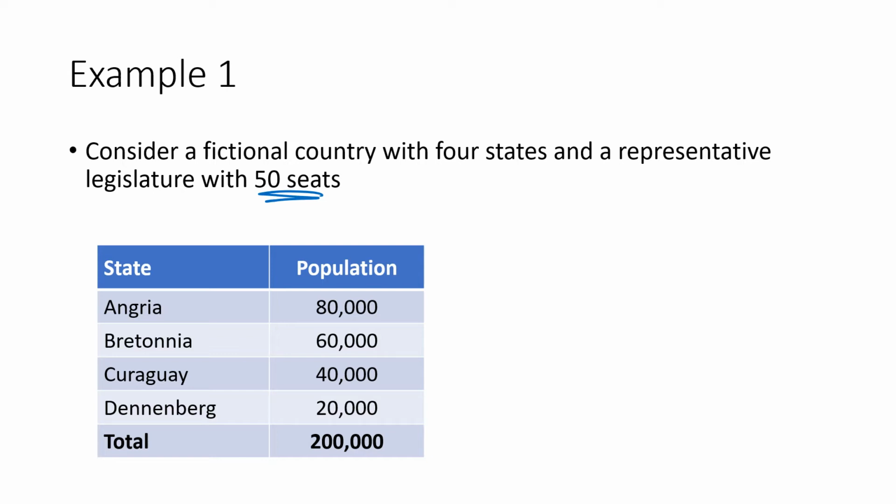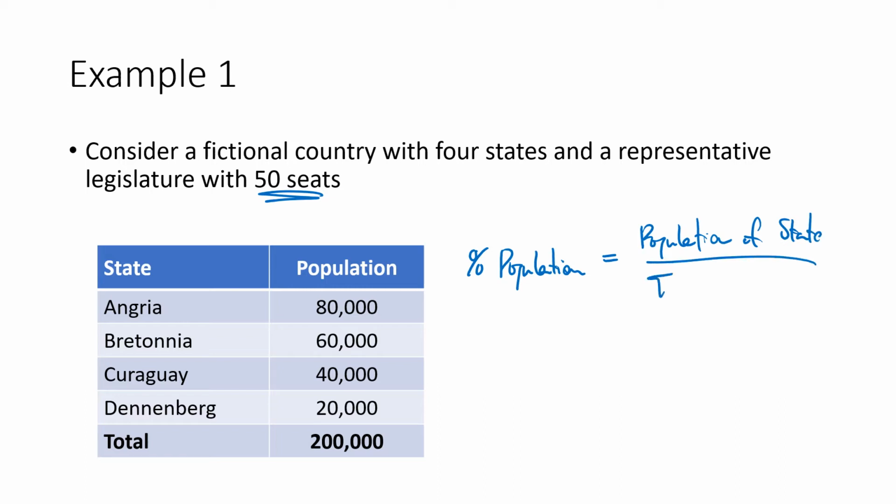Okay, so according to what we said before, we're going to find the percentage of the total population that each state has. So the way that we're going to do that is we're going to take the percentage population, which is the population of the state divided by the total population. So in this case, we've added up the total population is 200,000.